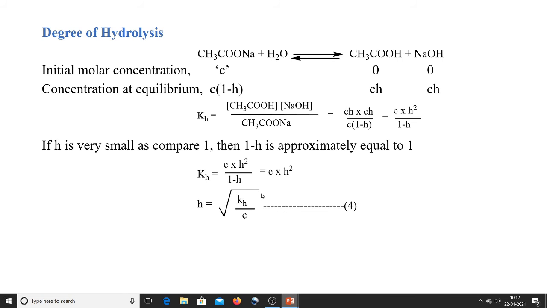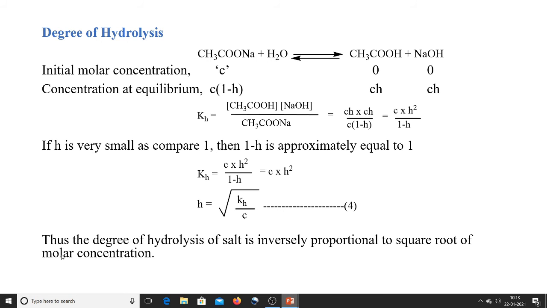So we can write this equation as h is equal to square root of Kh upon C. Consider this as equation number 4. Thus, the degree of hydrolysis of salt is inversely proportional to the square root of molar concentration.